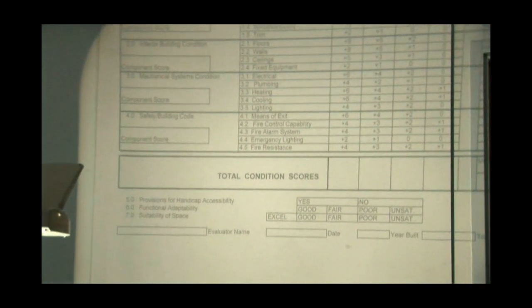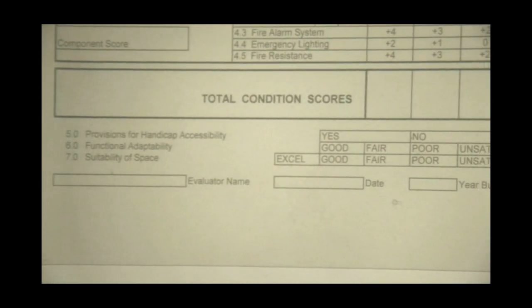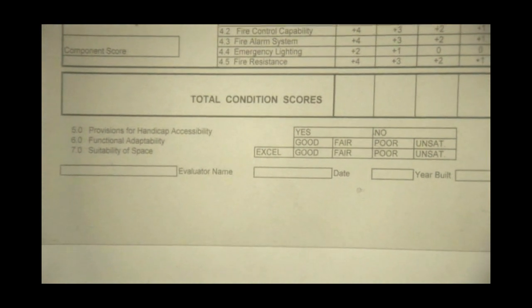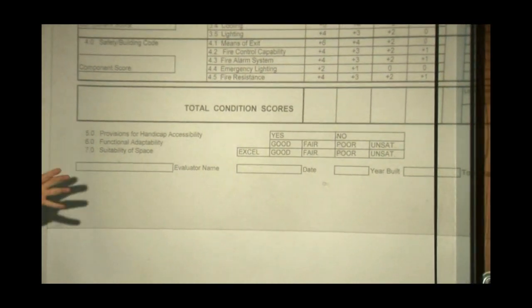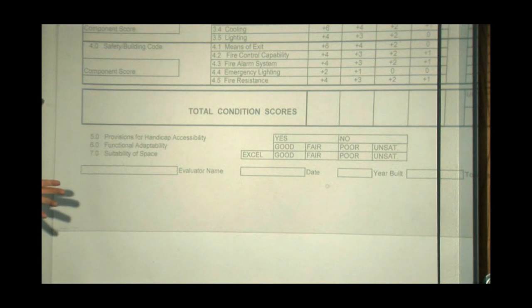The bottom of this sheet says this. Have the provisions for handicap accessibility been met? Yes or no? And as you get through the course, you're going to be able to look at things and say, is there ramping? Are the rails there? Are there electronic door openers? Any of those, and the textbook does a good job of spelling those out for you.